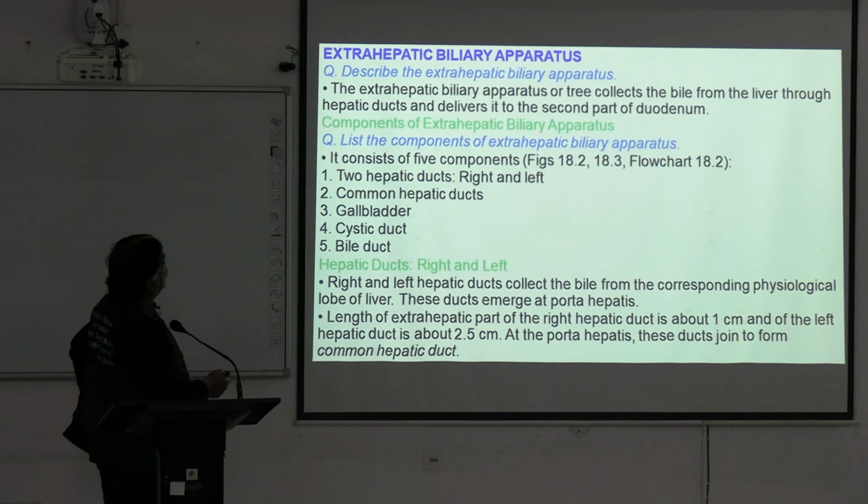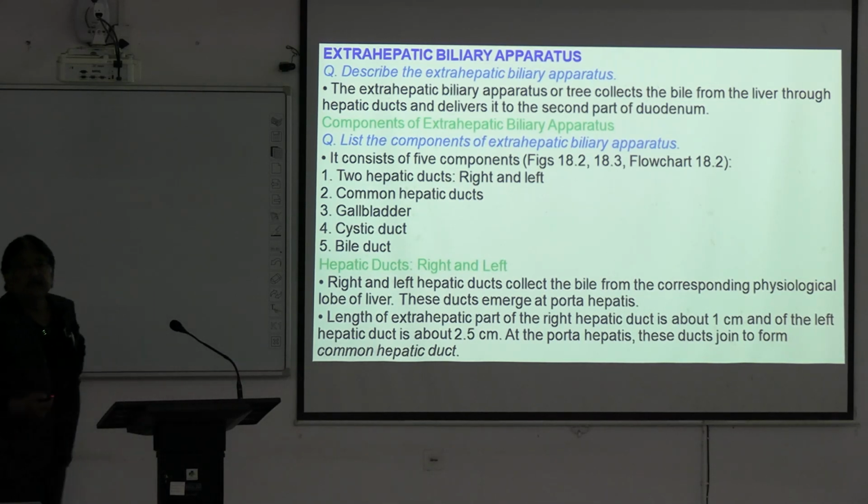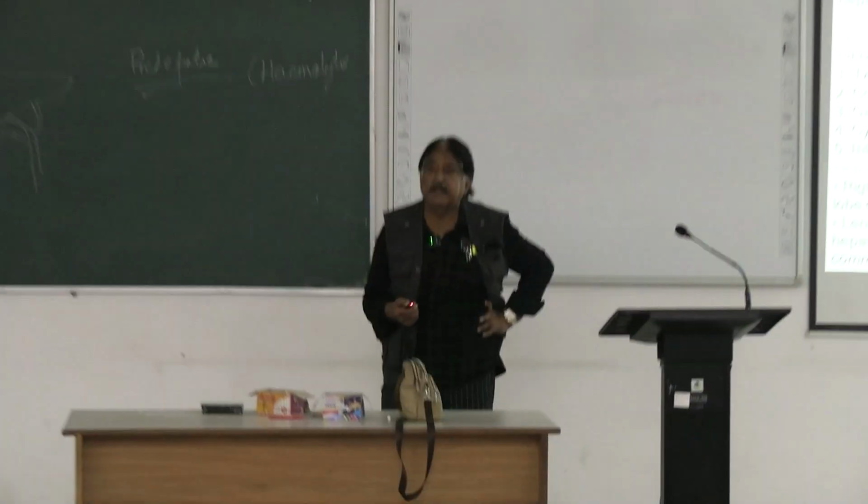Components of the extrahepatic biliary apparatus: list the components of the extrahepatic biliary apparatus. It consists of 5 components: 2 hepatic ducts, right and left, the common hepatic duct, gallbladder, cystic duct, and bile duct. Now, this can be a short question: list the components of the extrahepatic biliary apparatus. It can be just a 3 marks question or 4 marks question.